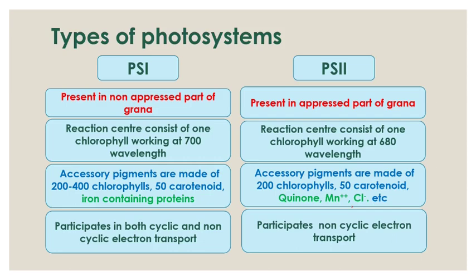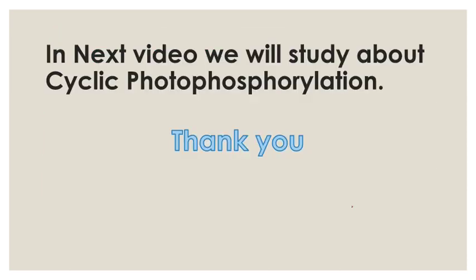Students, I hope you have understood what photosystems are, where their location is, what they are made up of, what the reaction center is, what accessory pigments are, and how they are harvesting sunlight. In the next video, we are now going to start actual photosynthesis, the light reaction, and in the light reaction, we are going to study cyclic photophosphorylation.